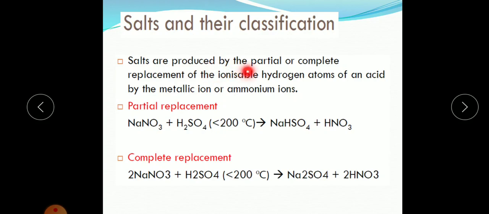Say for example, salts are produced by the partial or complete replacement of the ionizable hydrogen atoms of an acid by the metallic ion or ammonium ions. That we call partial replacement. Say for example, sodium nitrate reacts with H2SO4 at a temperature below 200 degrees Celsius to form sodium bisulfate NaHSO4 plus nitric acid. Whereas the same sodium nitrate reacts with sulfuric acid to form sodium sulfate and nitric acid. So this is the partial replacement, because over here we can see that only one hydrogen has been replaced, and in this we have got two hydrogens replaced.